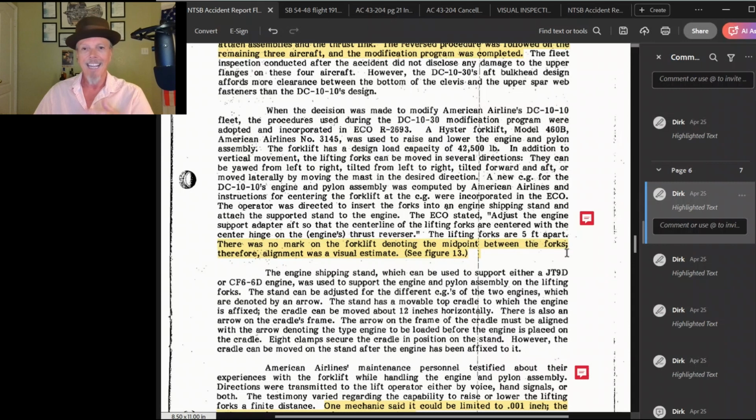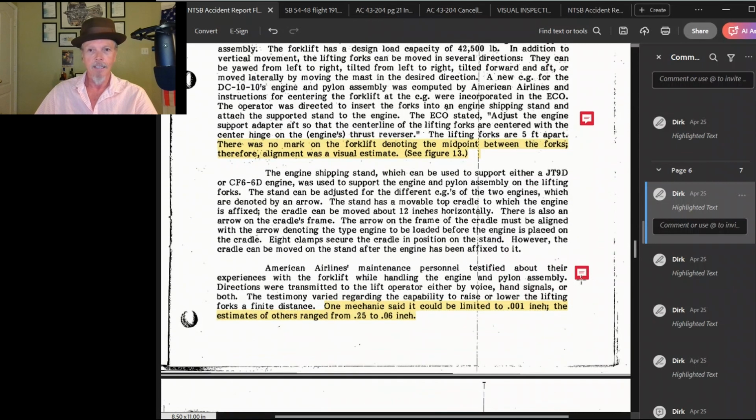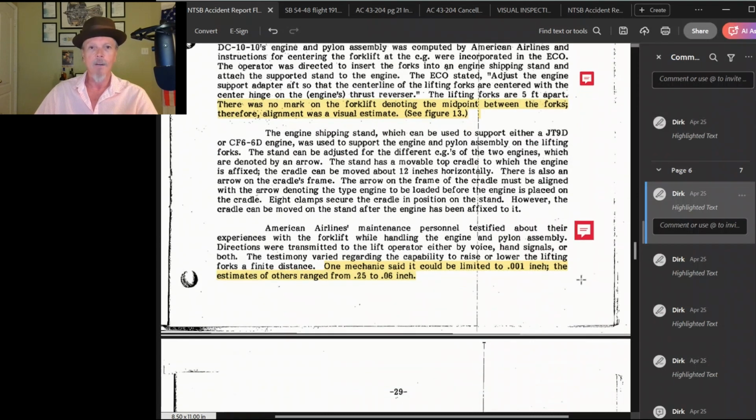So now we come to the issue of using the forklift. They have a center of gravity that's different than what it would be if you were to take the engine off by itself. So they needed to know what the center of gravity was and where they needed to line up the forklift. There was no mark on the forklift denoting the midpoint between the forks. Therefore, alignment was a visual estimate. We're talking a lot of weight here on a forklift. So you really want to know exactly where the center of gravity is so that you can get that correct.